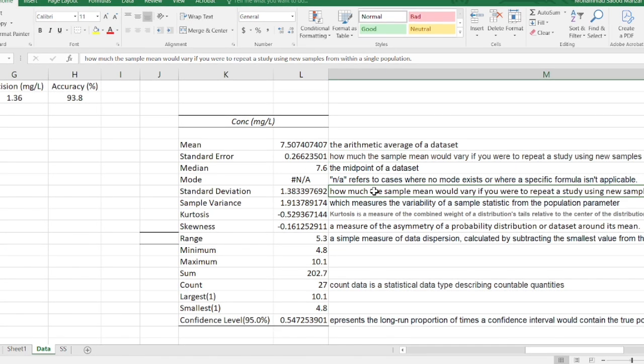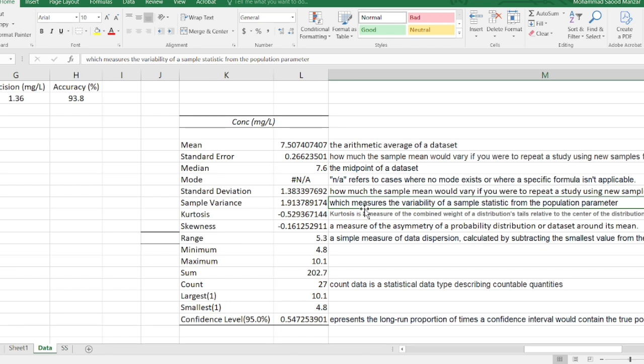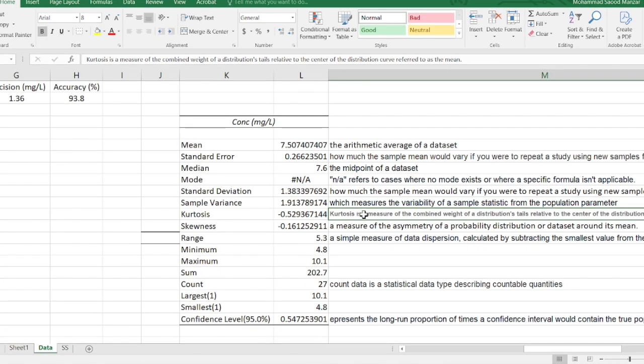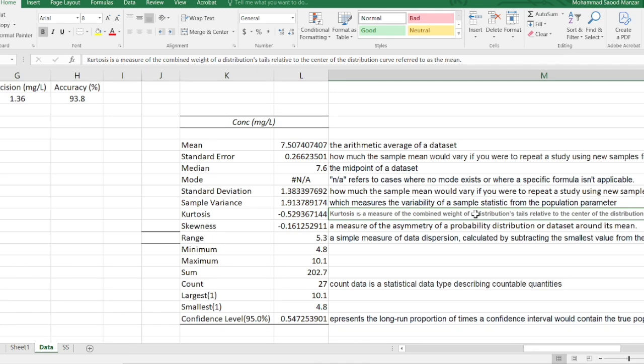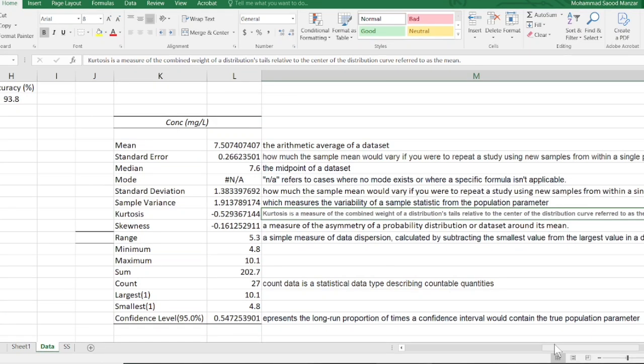Okay, now the sample variance is going to measure the variability of the sample statistic from the parameter or the data that we have. Kurtosis is a measure of combined weight of a distribution's tails relative to the center of the distribution curve, referred to as the mean.